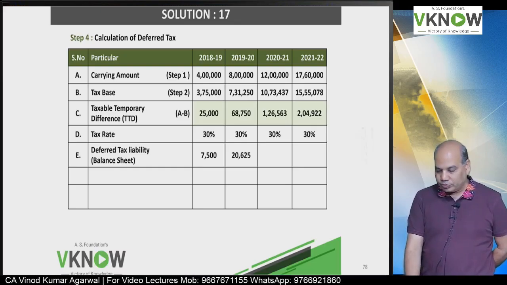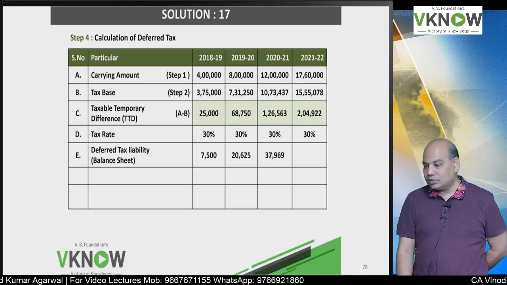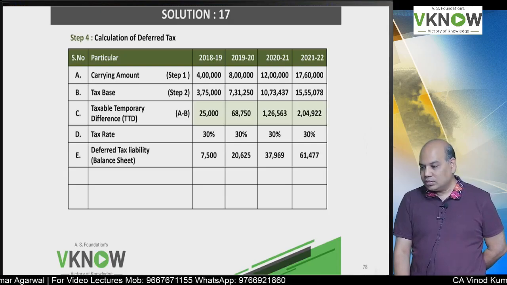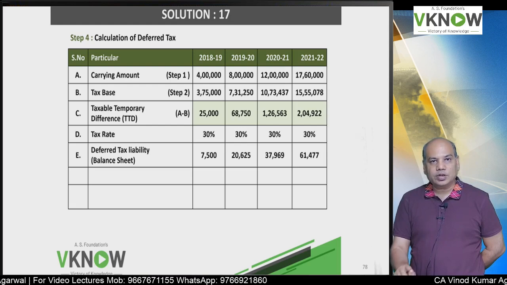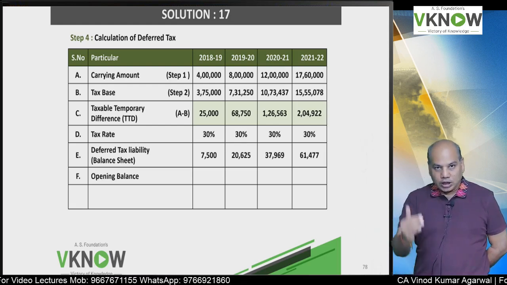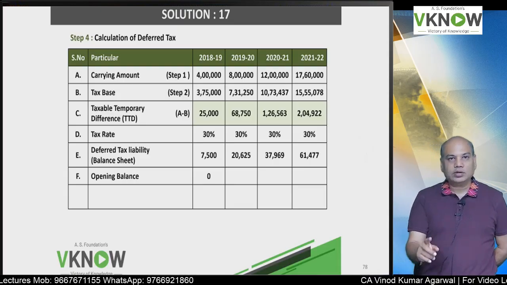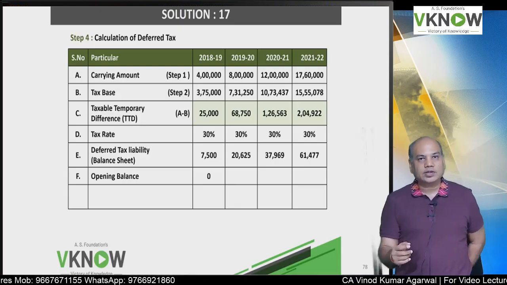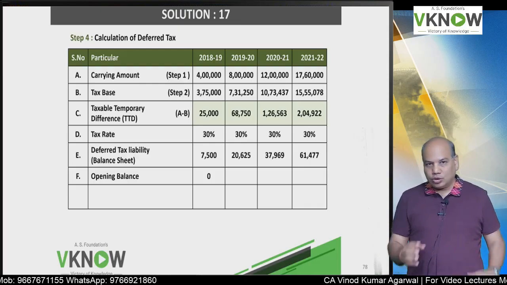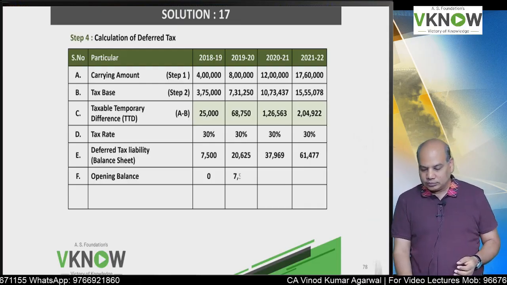7500. 20625. 37969. 61477. This figure will go to balance sheet. What about P&L account? I have to deduct the opening balance. Opening balance of year 1 is always 0 if nothing is given. Closing balance of year 1 becomes opening balance for the next year.